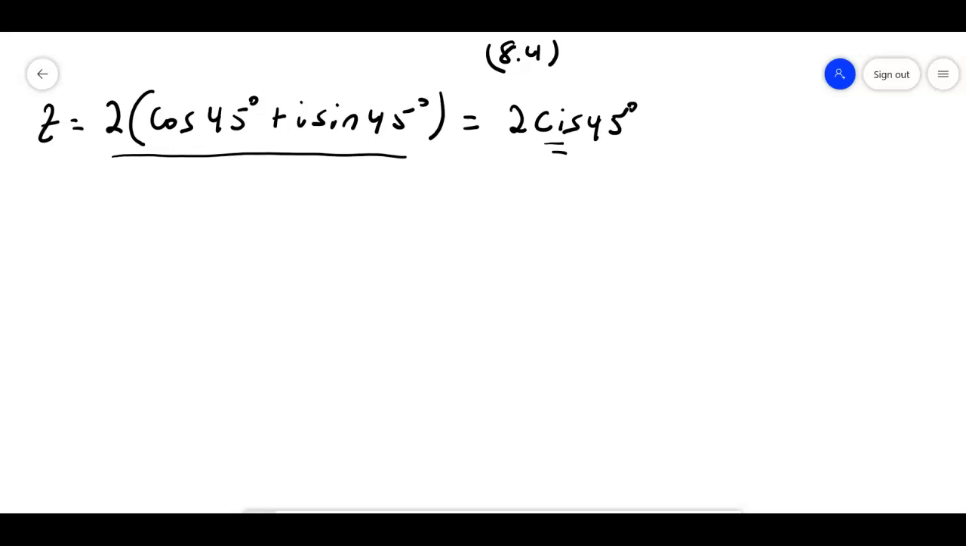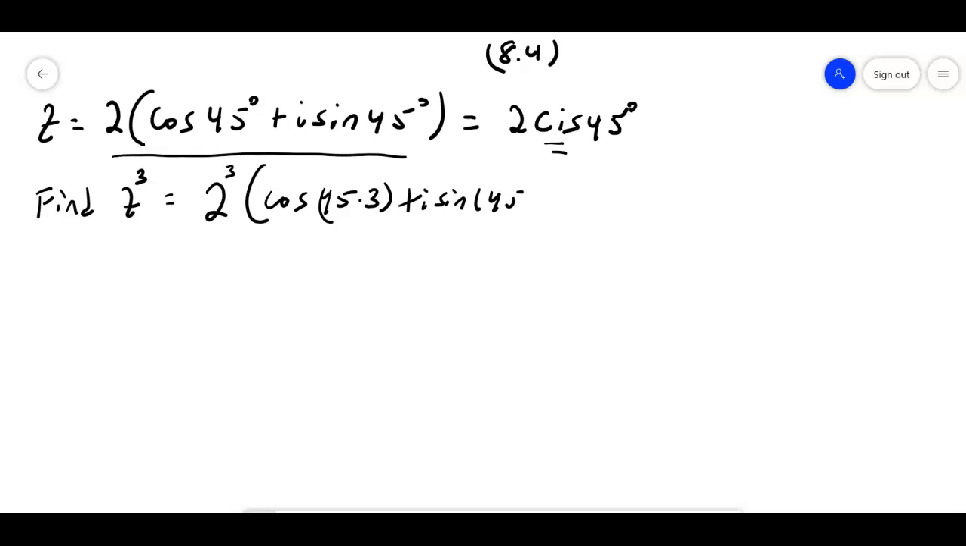Okay, and so then let's say the problem said you want to find z to the third. So what you do is you take the number on the outside and you raise it to the third, and then inside you take the angle and you times it by 3. So 2 to the third, and then the 45 gets timesed by 3, and so that's 8 cosine 135 plus i sine 135.